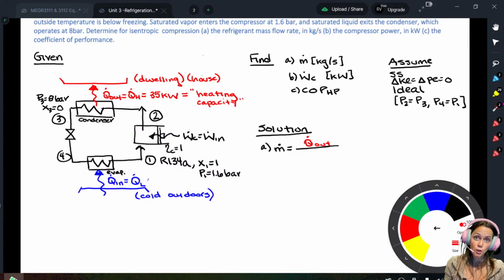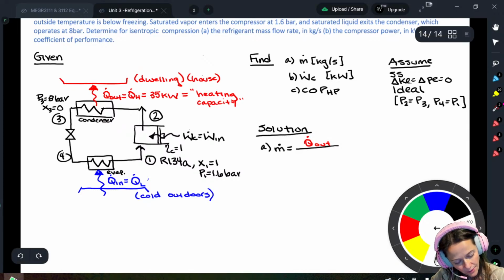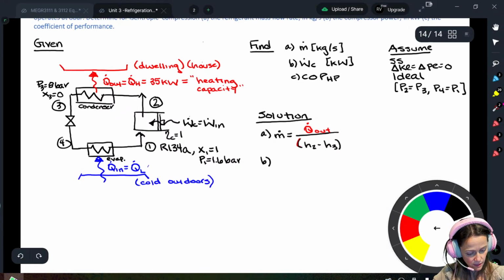Refrigeration capacity would be something defined for a cycle that's operating as a refrigerator, and it would be the rate at which heat is being removed from the refrigerated space, from the low temperature reservoir. And for a heat pump, we would define a heating capacity, which is the rate at which you're heating the thing that you're interested in heating, your house. Okay, so it's going to be Q dot out. It'll be H2 minus H3. And we'll get those H values in just a second.